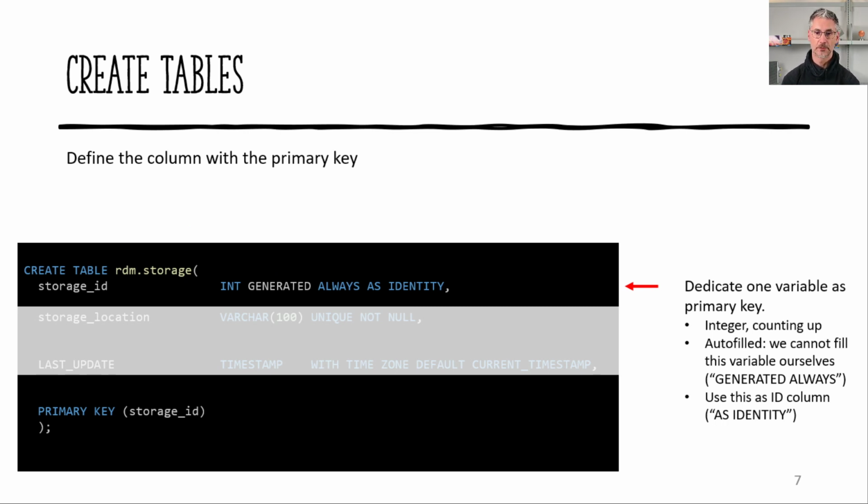Let's start with the storage one because this is referenced later. So we say create table RDM storage. Storage ID was our primary key for this table. Instead of saying just int, because we use integers in our example, we say int, so it's type integer, generated always as identity. And this tells the database to do it automatically and use an int as data type, so we don't have to worry about it. This is product specific. Other databases will have slightly different formats for it.